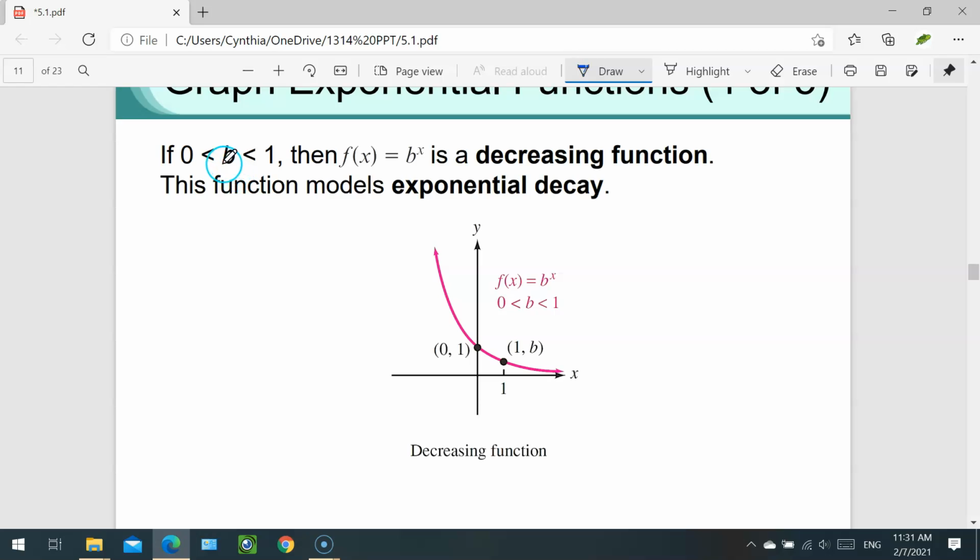When b is between 0 and 1, it is still a positive number, but it's a fraction, a number below 1 but bigger than 0. In that case, you will have a decreasing exponential function going down. We call it the exponential decay function when b is between 0 and 1. Same way, the function is decreasing, but it still passes through 0, 1 and 1, b. So these 2 points, your exponential function always passes through.